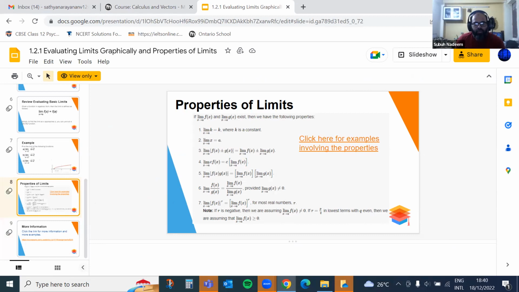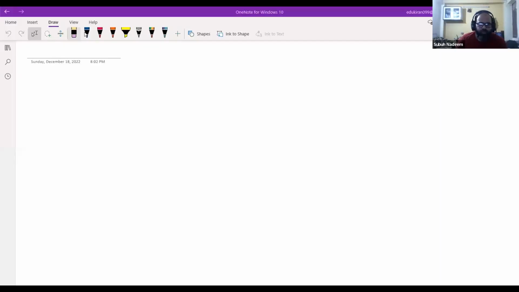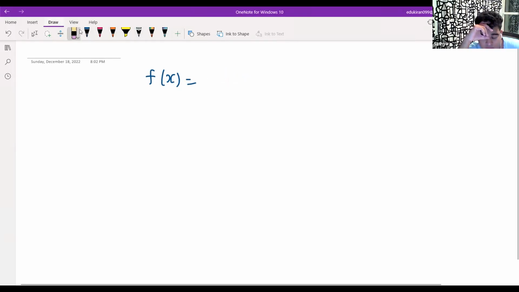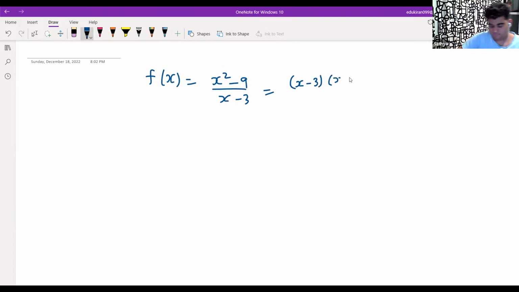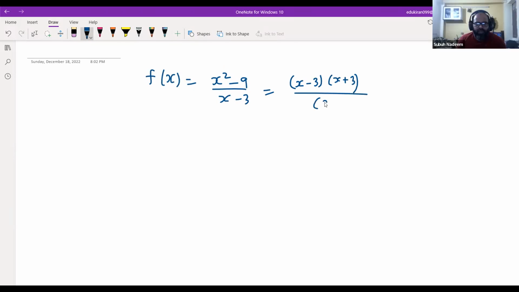So if you just see here, in short, I will give you an idea of limit, and then we'll move on to just the parts which are being discussed here. So basically, what is the idea of limit? If f(x) is equal to x square minus 9 by x minus 3, so what we do, we say that it is (x minus 3) into (x plus 3) by (x minus 3), right? This is what we get here.